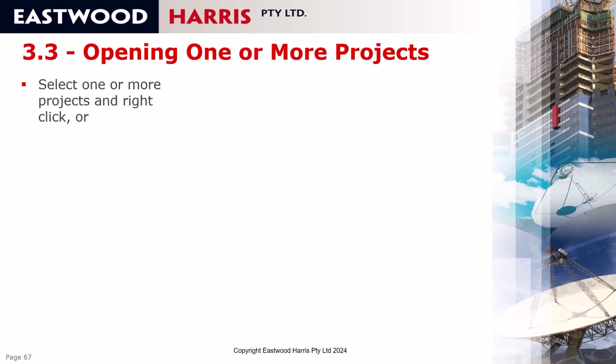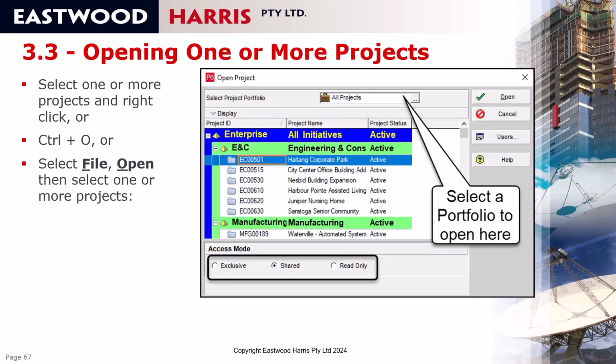To open one or more projects, you may select one or more projects, right click and select open, or press Ctrl O, or you can select File, Open. This opens the Open Projects form, which allows you to open a project as exclusive so nobody else can open it, as shared so other people can open it, or as read only. If you select a project and right click and open it, or press Ctrl O, it'll always be opened in shared mode.